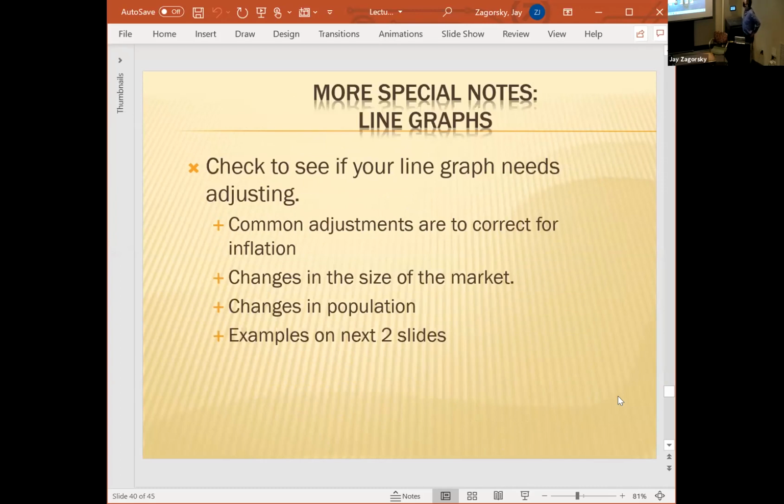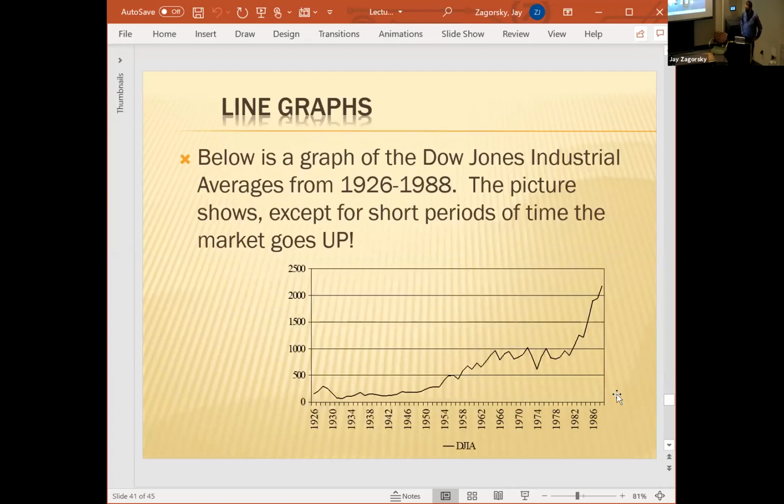Sometimes think if your line graph needs some kind of adjustment. Maybe you have change in population. Maybe you have inflation. Here's an example. A lot of people believe that the Dow Jones Industrial Average basically always goes up if you're a long-term investor. I don't know if you've ever heard that. Invest in the stock market. Yes, the graph shows the Dow always goes up if you're willing to hold on for at least 4 or 5 years. But the graph is a lie.